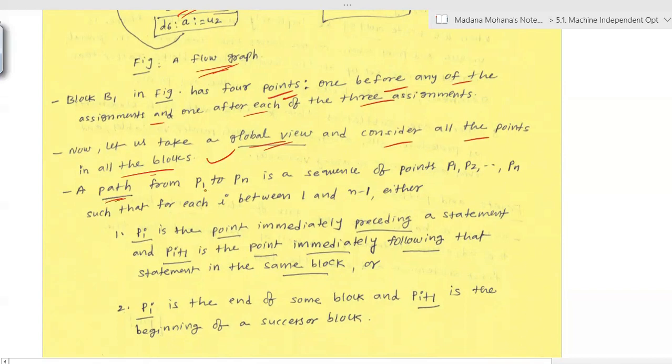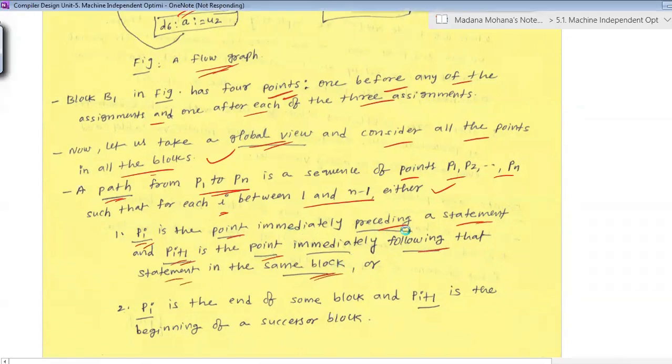A path from P1 to Pn, that is point 1 to point n, is a sequence of points P1 to Pn such that for each i between 1 and n minus 1, either of the following holds. First, Pi is the point immediately preceding a statement, that is, before the start of that statement, and Pi plus 1 is the point immediately following that statement in the same block. These are the first possibility.